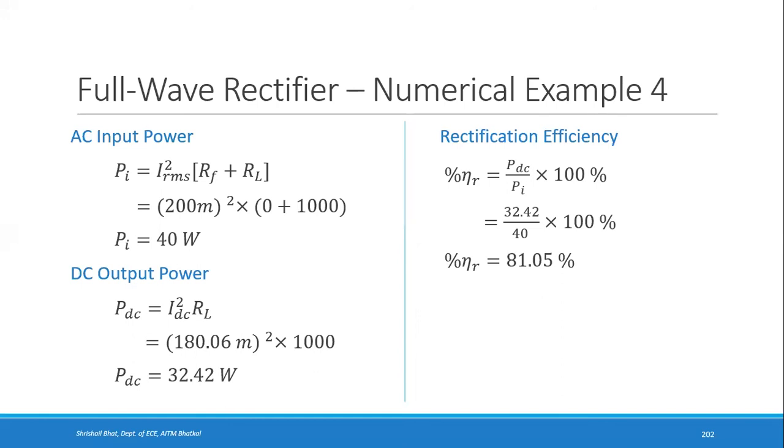And for an ideal diode, you get maximum efficiency. And maximum efficiency in case of full wave rectifier is 81.05%. Right? So you can also calculate directly by using 81.05 divided by 1 plus RF by RL. RF is 0, so you get maximum efficiency in this case, that is 81.05%. Right? This is the way you can solve the numerical examples for a full wave rectifier based on the equations of different parameters that we have obtained.